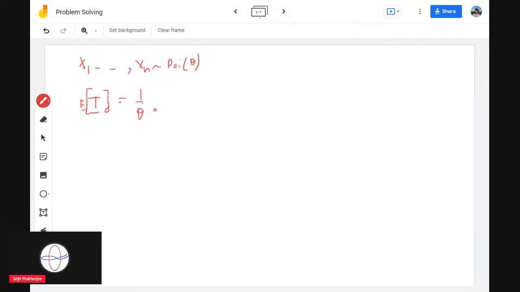How do you do the proof? Expectation of T is equal to 1 by theta. There doesn't exist such a T. Why? Yeah, please tell me. Because we can write the expression as a summation and compare the coefficients of the powers. Okay, very good.